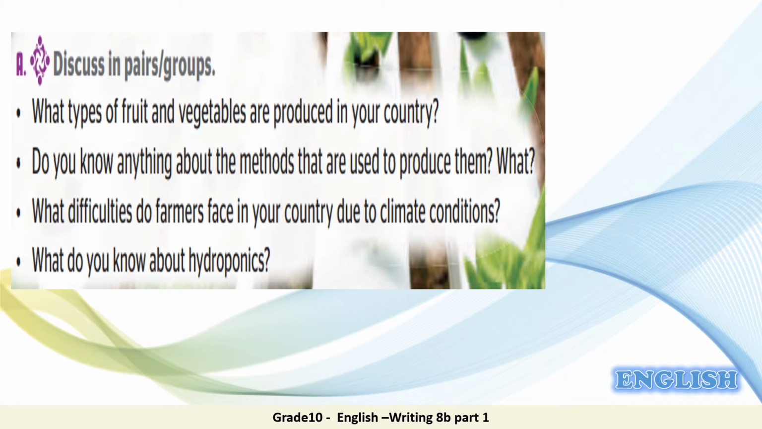Let's begin our lesson with exercise A, page 106. We have 4 questions and we are going to try to answer them together. The first question: what types of fruit and vegetables are produced in your country? Now this one is easy and most of you already know the answer. How about the next question? Do you know anything about the methods that are used to produce them? What are these methods?